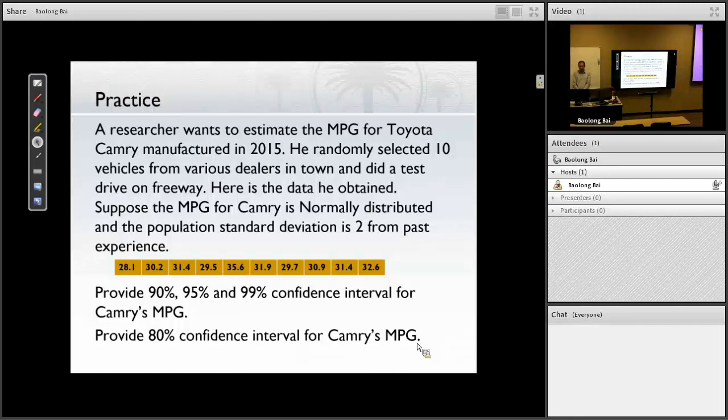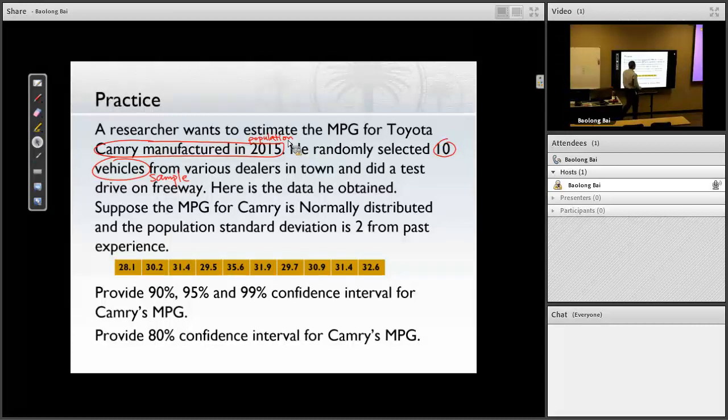So basically, we have 4 calculations to be done, 4 different confidence levels. The process will be exactly the same. If you know how to deal with one confidence interval, you should be able to do the rest using the same approach. When you look at a problem, we need to first always identify the population and the sample. The sample is pretty simple: we have 10 vehicles. That's our sample. Then what's the population? The population will be all Toyota Camry manufactured in 2015.